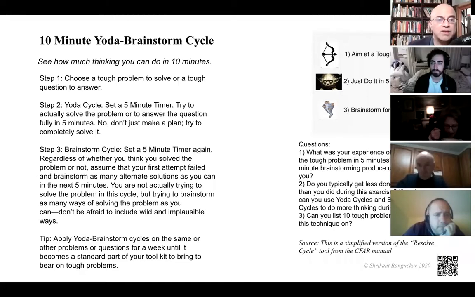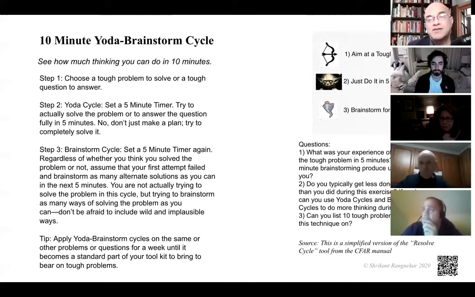Second step is called the Yoda cycle. You set a 5-minute timer and try to actually solve the problem or answer the question fully in 5 minutes. Don't just make a plan, actually try to completely solve it. This comes from the Yoda quote: you either do it or you don't, there's no trying. So you put your full effort into solving the problem. Then you keep it aside for a minute or 2.